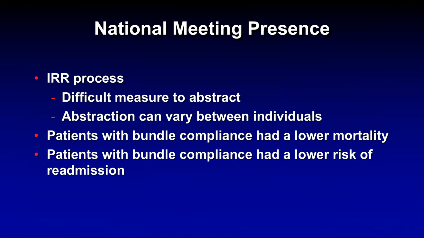So one is the inter-rater reliability process that Rebecca mentioned earlier. This is something that at the time was unique and probably still is, where we have up to 3 rounds of reviews of failed cases to ensure that between abstractors we're getting reliable data.